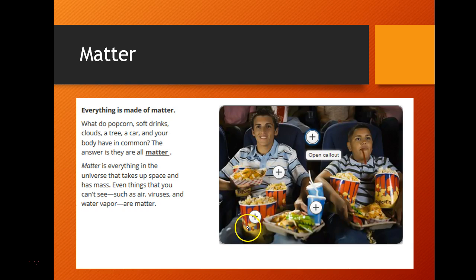So first, let's look big picture and define what matter is. If we were to look at popcorn, soft drinks, clouds, a tree, a car, all of those things actually have one thing in common, and it's that they are all considered matter. Matter is everything in the universe that takes up space and has mass. Even the things that you can't see, such as air, viruses, and water vapor, are considered matter.